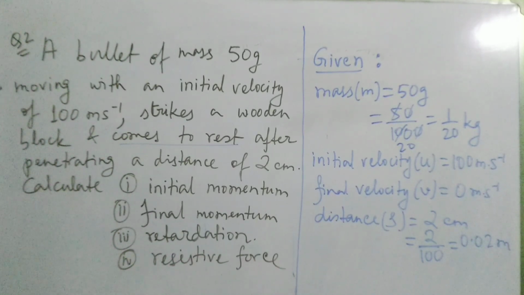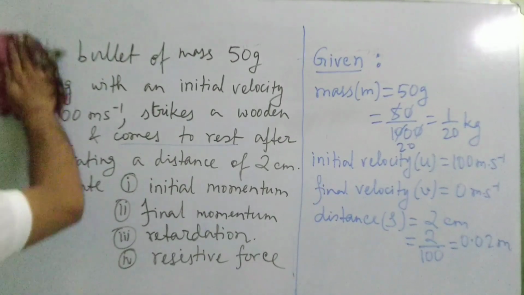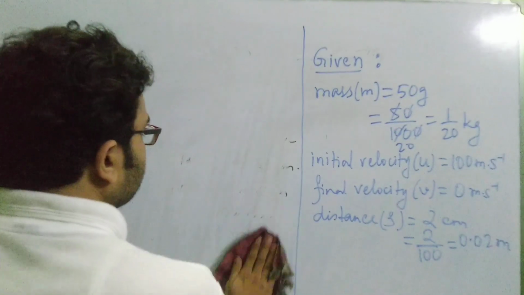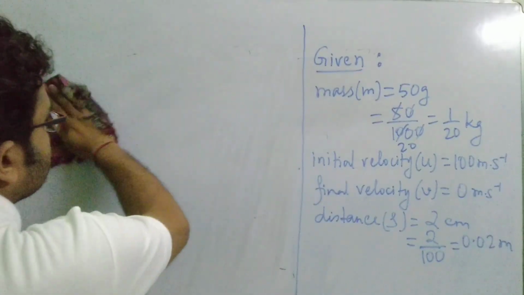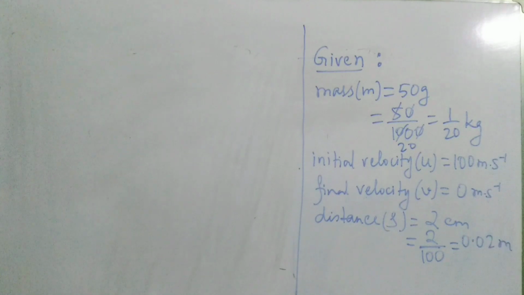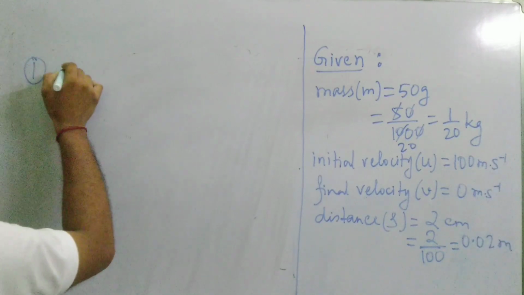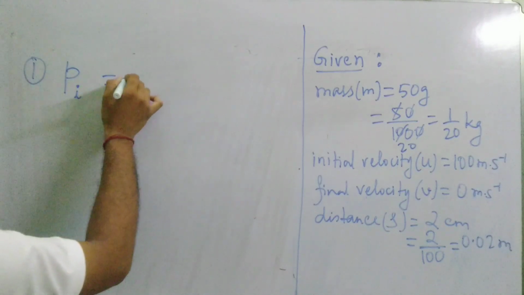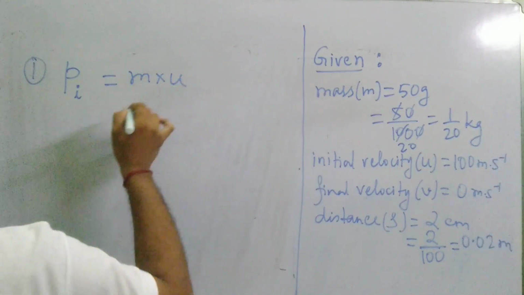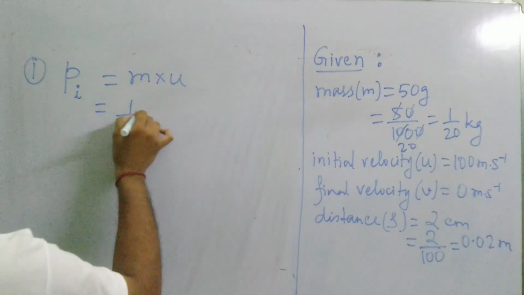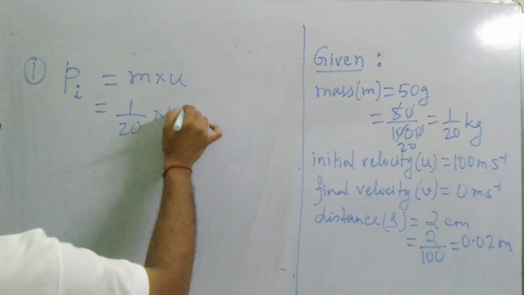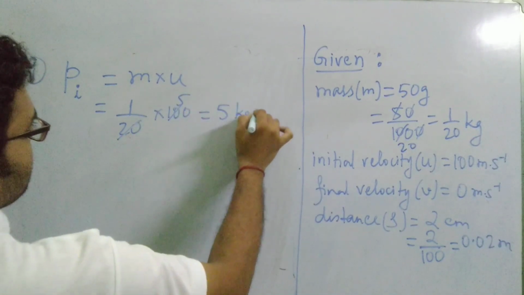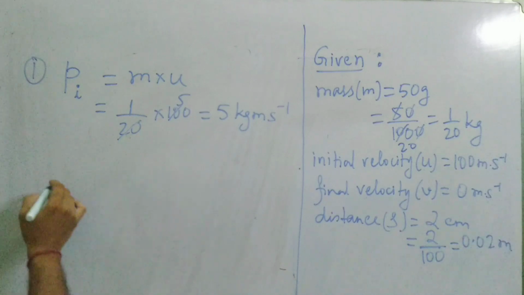We need to calculate the initial momentum. So quickly moving on to the solution. Initial momentum is given by the formula mass into initial velocity. So first part of the solution, initial momentum, denoted by P subscript i, is equal to m into u. That turns out to be 1 by 20 into 100. This turns out to be 5 kg meter second inverse. Okay.